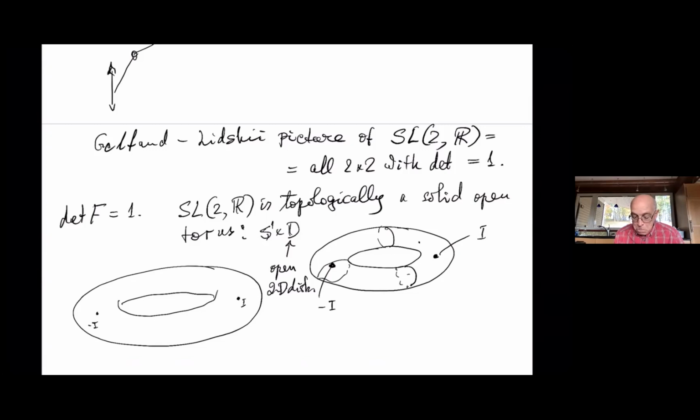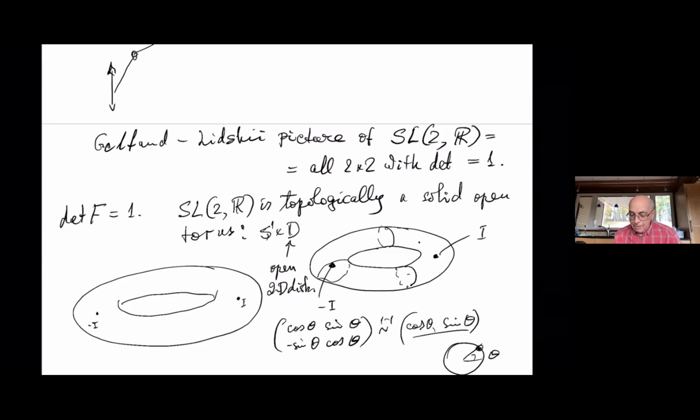Where do the matrices which are similar to rotation, cosine theta, sine theta, minus sine theta, cosine theta, sit? These matrices form a circle, right? As you change theta, this is in one-to-one correspondence to the point cosine, sine. So if you give a point on a circle, that determines uniquely, one-to-one, a matrix. One of these matrices is identity. When theta is pi, it's minus identity. So when theta changes, this matrix traces out a circle in the torus, right?